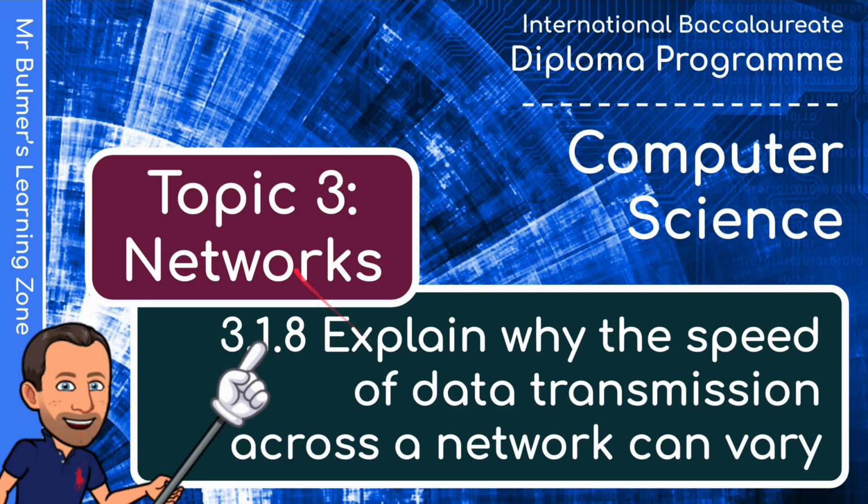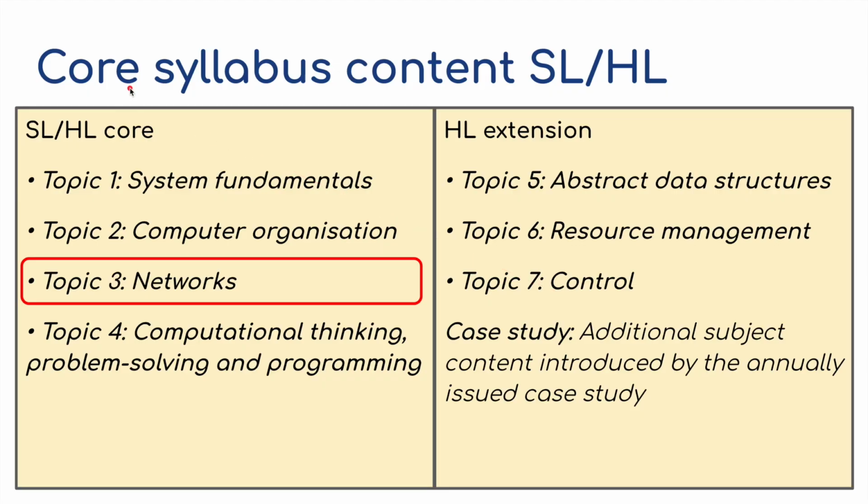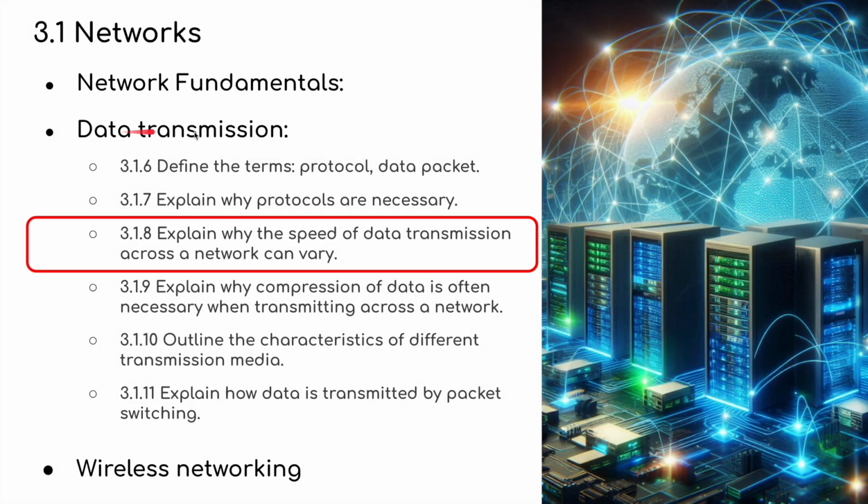Hello and welcome back to the 8th video for topic 3, networks. Here we're going to explain why the speed of data transmission across a network can vary. And this, remember, is for the IB Diploma in Computer Science. So we're still doing the core units and we're on topic 3. We're about halfway through, on data transmission, and here we are.